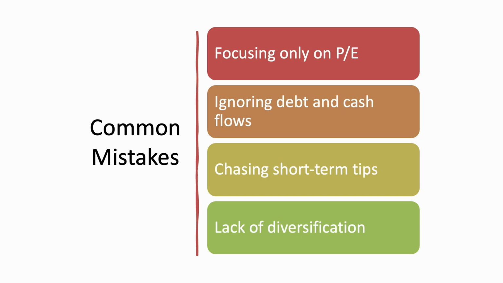Mistake number 1: only looking at P/E ratio. Many beginners think if a stock has a low P/E ratio, it must be cheap, and if it has a high P/E ratio, it must be expensive. But that's a dangerous oversimplification. For example, a company could have a lower P/E ratio when its profits are failing, debt is piling up, or the industry is in trouble.